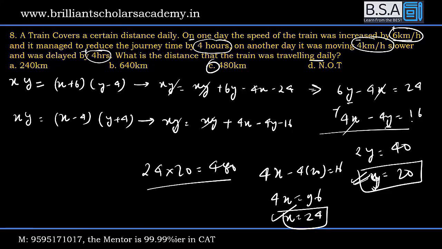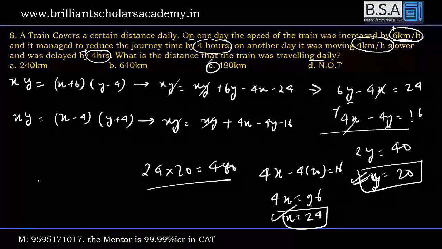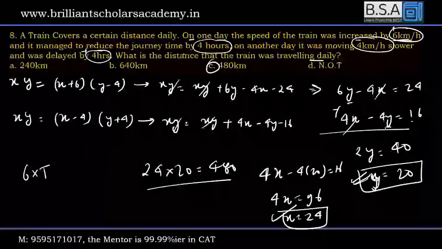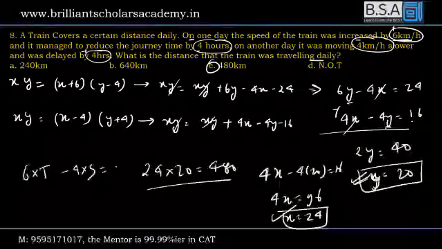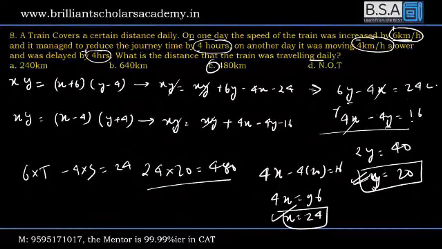Now, what is this formula I was talking to you about? What is the change in the speed? 6. You multiply 6 positive with the time. What is the decrease in the time? 4. You multiply negative that with the speed. And the total value is multiplication of both. Do you see the exact same equation here? 6 into time minus 4 into speed is equal to 24.